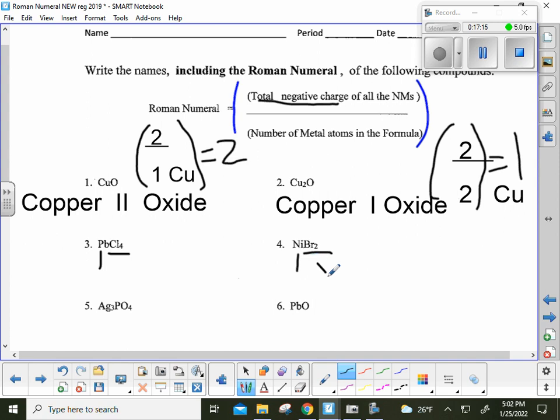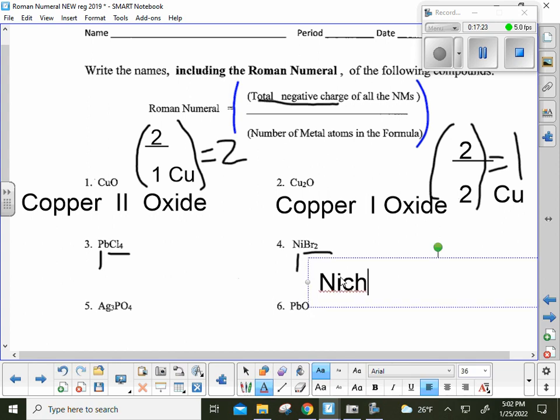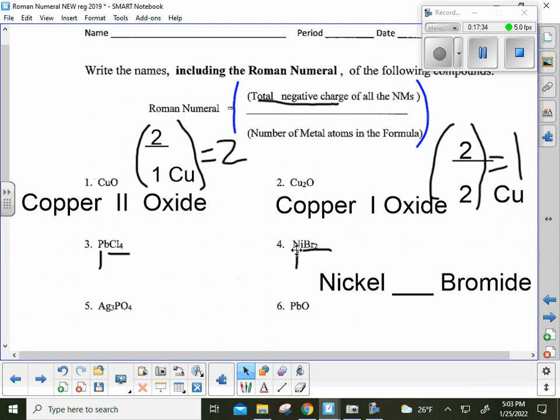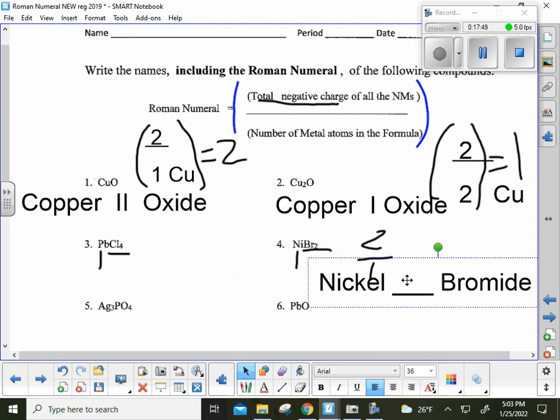And you also want to write in, I'm sorry, reverse that right real quick. That was a mistake. You basically want to type in the name, nickel, something, bromide. And the fact that there are two bromines over only 1 nickel, you're basically putting 2 over 1. I'm handwriting that with the mouse. It's really bad, but that means 2 over 1. That means I'm going to put the Roman numeral 2 right here. So it's going to be nickel 2 bromide. Okay? So you try some more of them out.